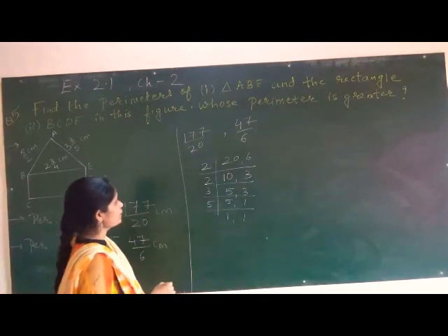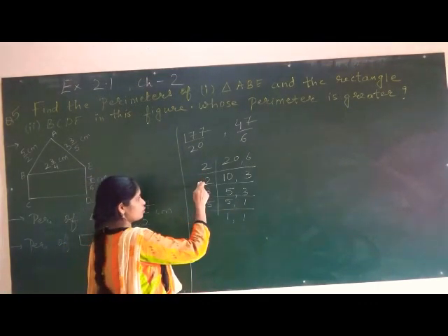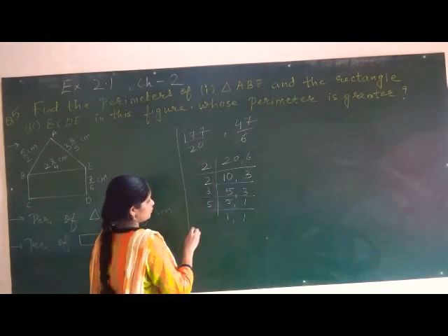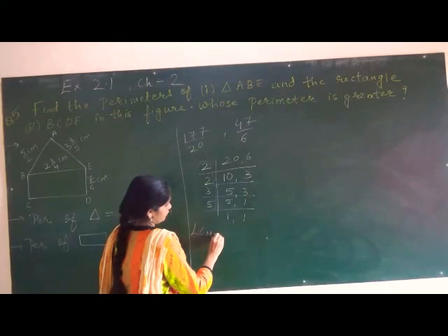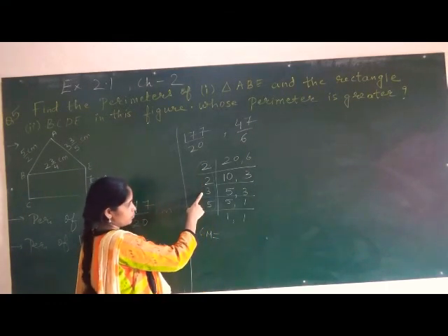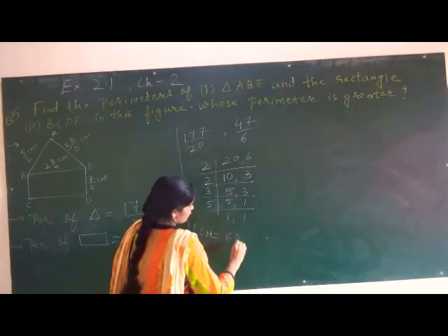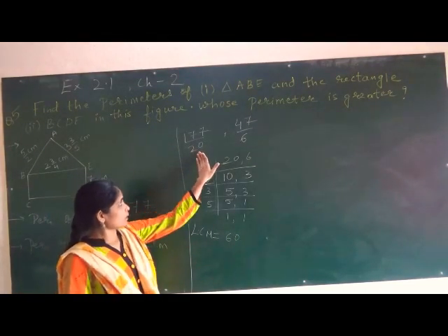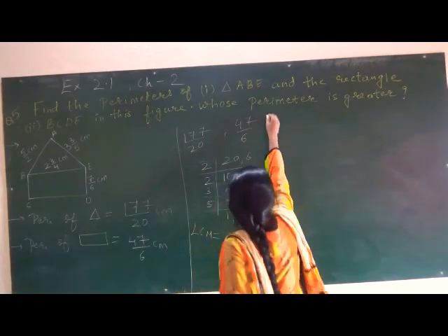So now we need to multiply this. So 2 2s are 4, 4 3s are 12 and 12 5s are 60. This we will multiply. So our LCM will be 2 2s are 4, 4 3s are 12 and 12 5s are 60. So 60 is our LCM. So here we have to bring out 60 and here also we have to bring out 60.